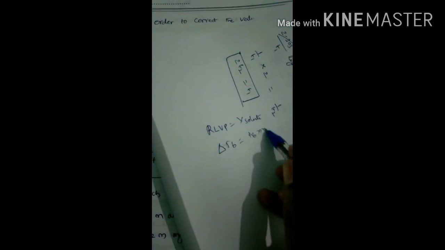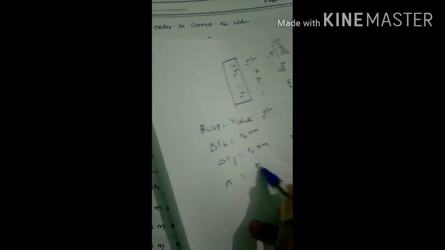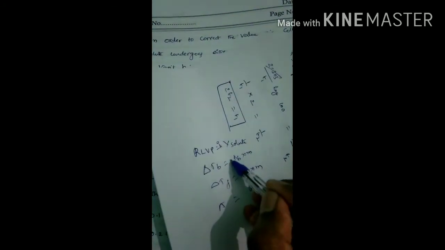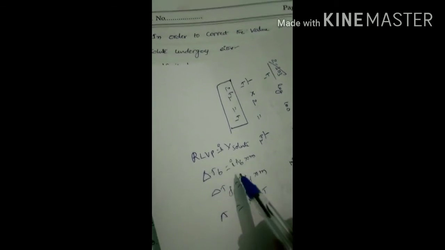Next, delta TB is equal to KB into M. Next, delta TF equal to KF into M. Pi equal to MRT. These are formulas for colligative properties. Now, if we put the i value before that one, then the molecular weight of substances can be corrected. Simple. That is the purpose of introducing the i value in these colligative properties.